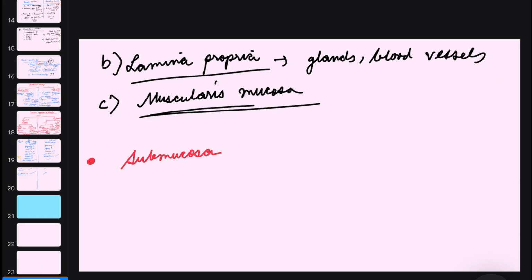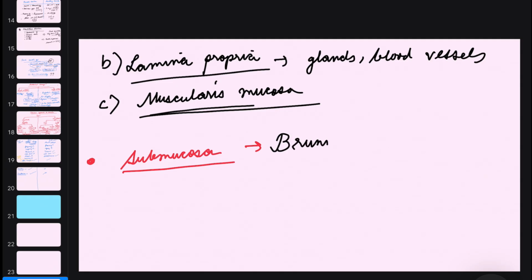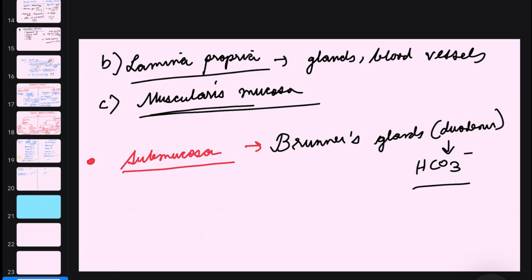Submucosa has a very interesting constituent, which is the Brunner's glands. Brunner's glands are present in the duodenum. What they will do is they will secrete bicarbs, and thus it will make the duodenum alkaline. Okay, so Brunner's glands are present in submucosa.